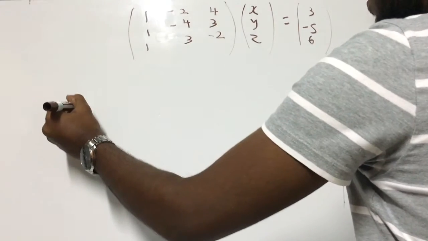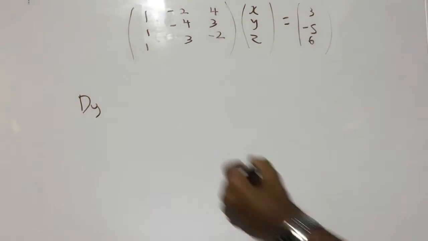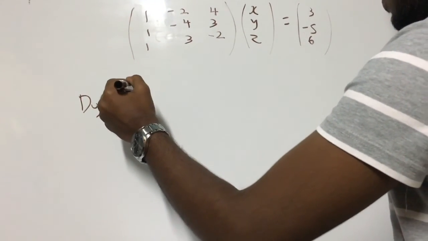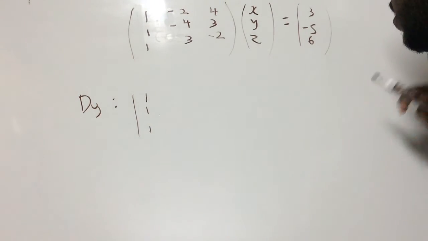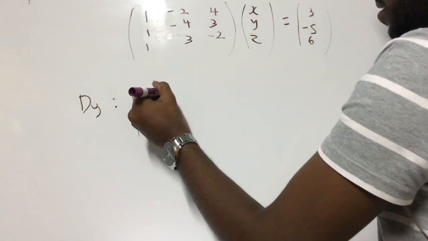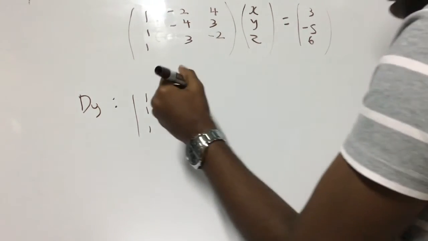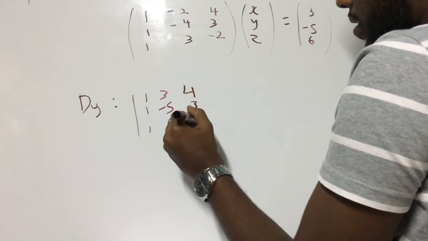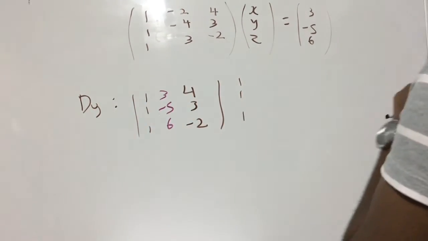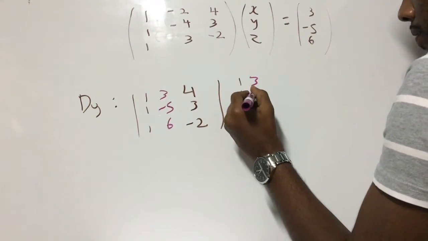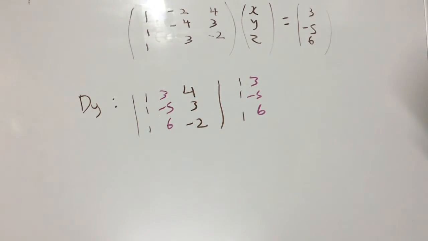So we want to find Dy now, right? To find Dy, we replace the y column with the constants, and the constants are 3, minus 5, 6, and we write back the third column as normal, and we mirror the first two columns. And we proceed to find the determinant as normal.